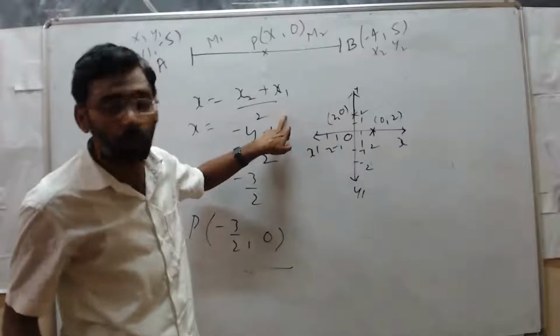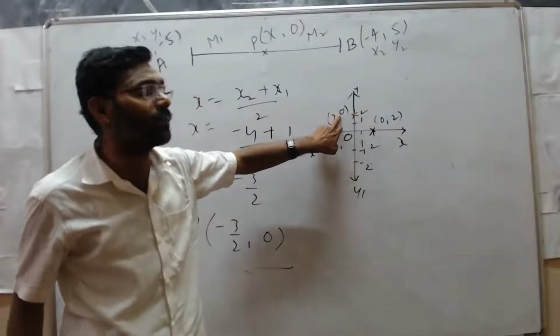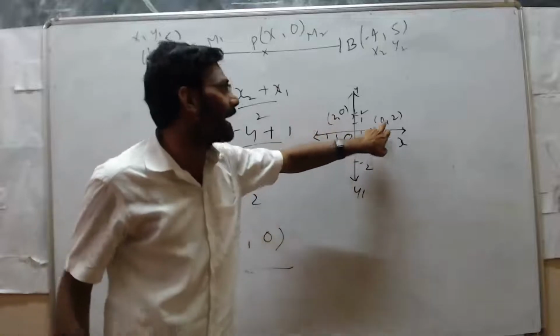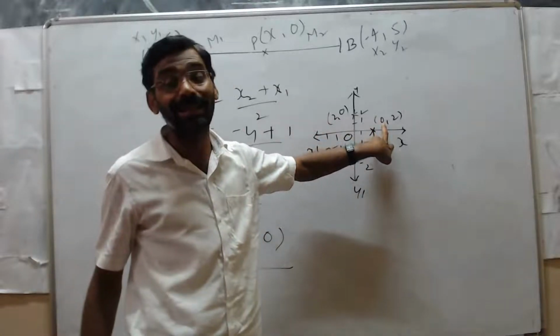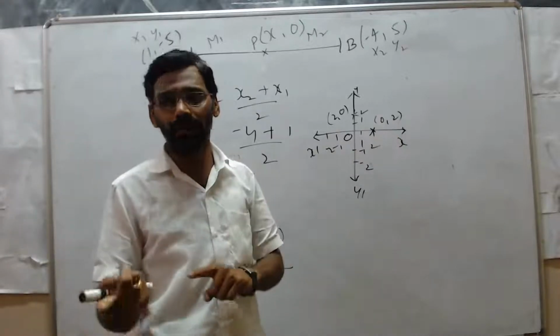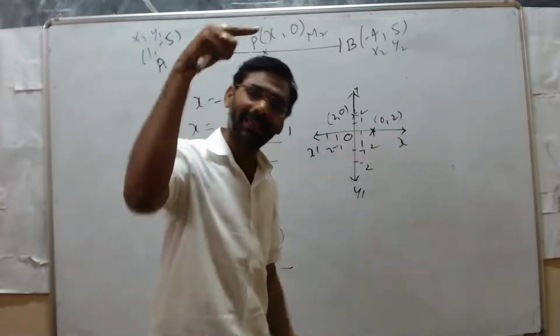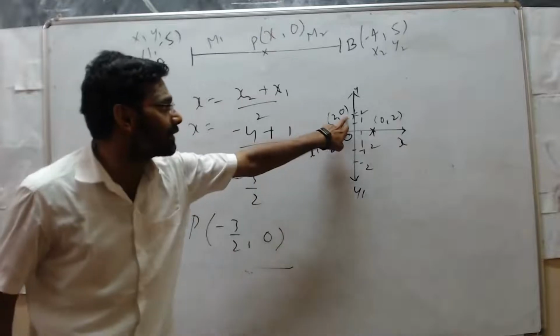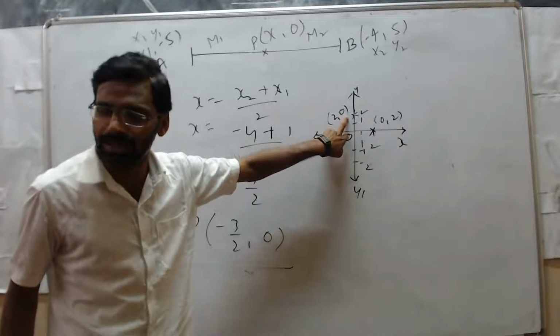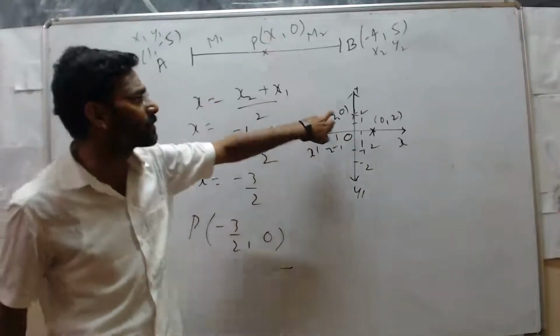If the point lies on the x-axis, the y value is 0. If the point lies on the y-axis, the x value is 0. What does it indicate? If the point is on the x-axis, the y value is 0. If the point is on the y-axis, the x value is 0. Therefore, what is the y value here? 0, because the point lies on the x-axis, so the y value is 0.